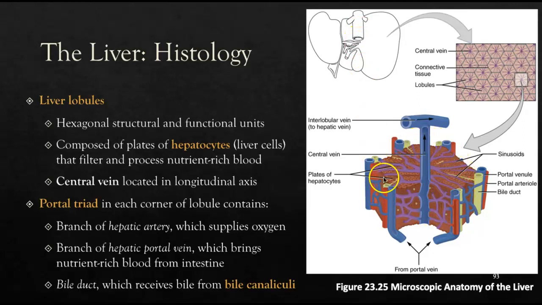So notice as we're looking at this liver lobule here, at every corner of the hexagon, we are going to have three structures, and this is known as our portal triad. This portal triad contains a branch of the hepatic artery, which is giving oxygenated blood to our liver. It contains a branch from the hepatic portal vein, which is bringing in the nutrient-rich blood to put into these sinusoids. And then we have a bile duct, which is going to take the bile produced by the hepatocytes and move it through what we call the bile canaliculi, basically meaning small canals, and move it into the main bile duct.